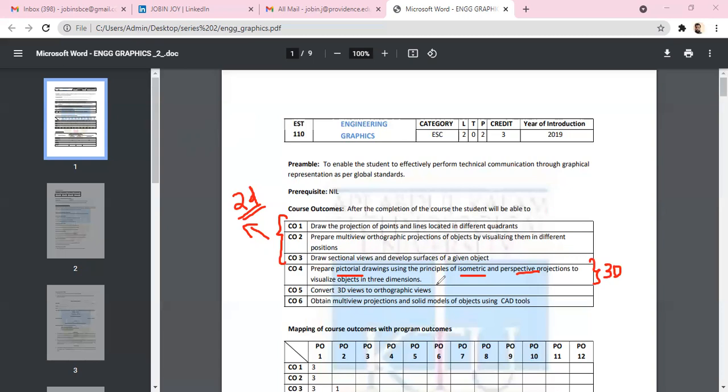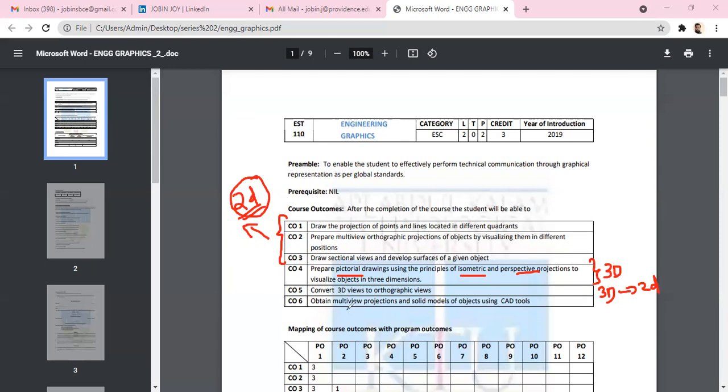Then outcome number 5, convert the 3D view into orthographic view. 3D view means length, breadth, and height. You have to convert this 3D view into this 2D view. 3D to 2D, that is outcome number 5. For example, I will give you a 3D object, and you have to convert that 3D view into orthographic view. So orthographic view means 2D view.